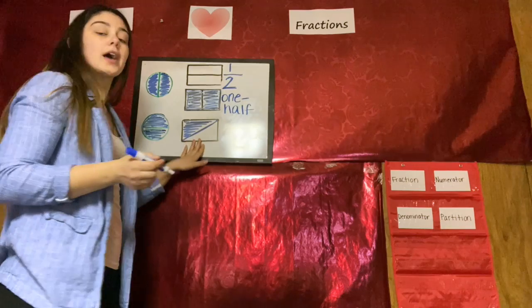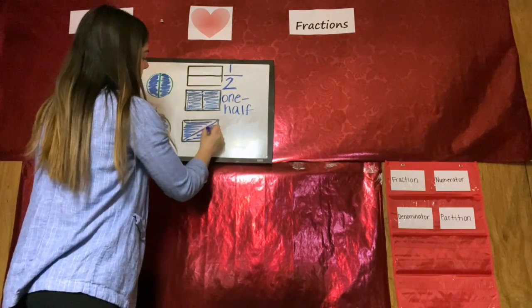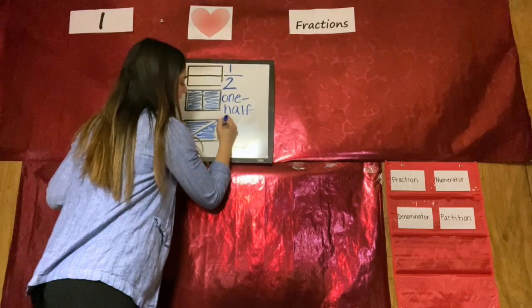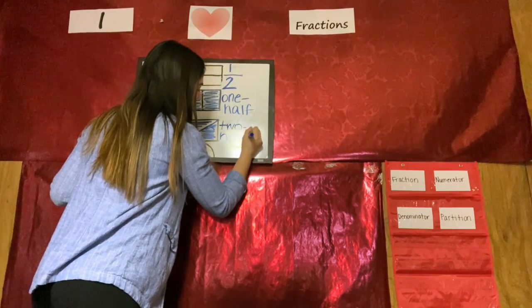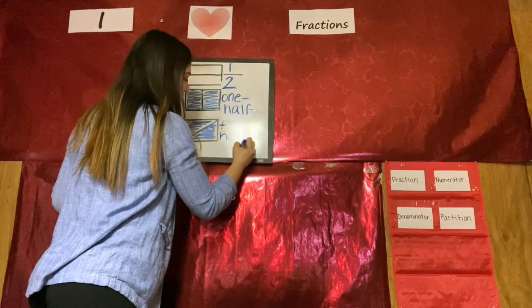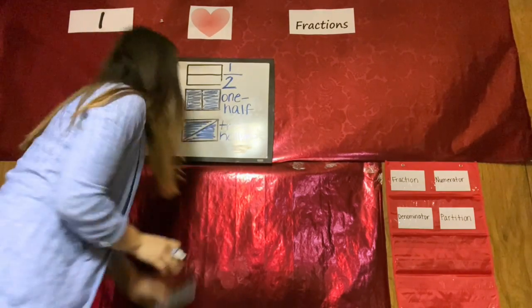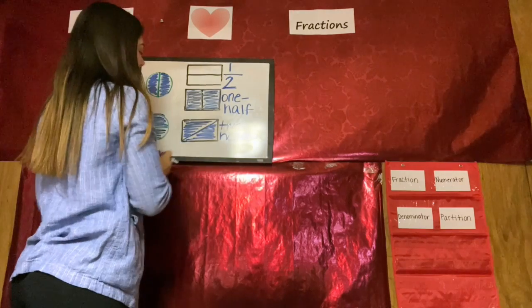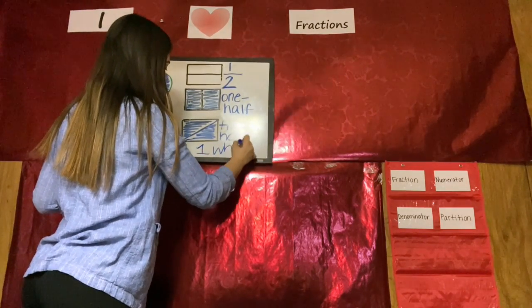Now, if we had both halves shaded like this, we would write this as 2 halves, or we could write 1 whole.